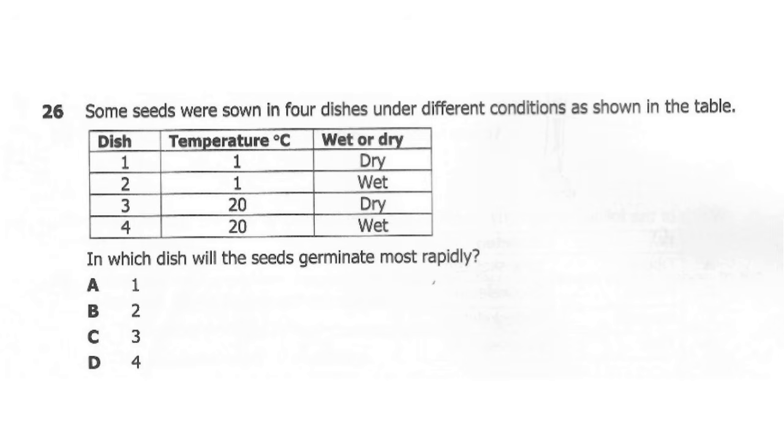The correct answer here is 4, dish 4. Because for germination to take place, we need 3 conditions. We need the suitable temperature, moisture, and oxygen. So here we're going to need the suitable temperature of 20 degrees Celsius, because 1 degree Celsius is too cold, and so germination won't take place. So 20 will be okay, and you need the petri dish to be wet because of the presence of water. So the correct answer here is D. Well done, chat.